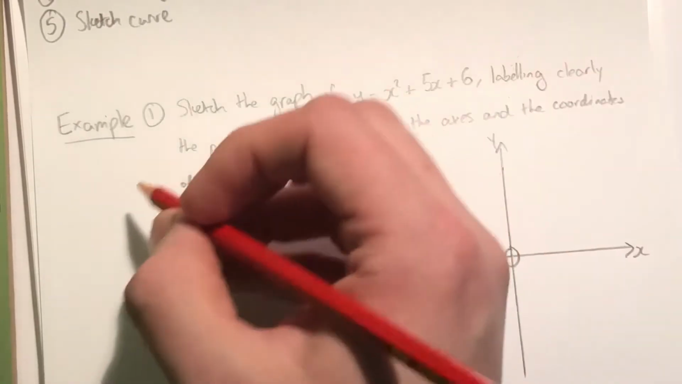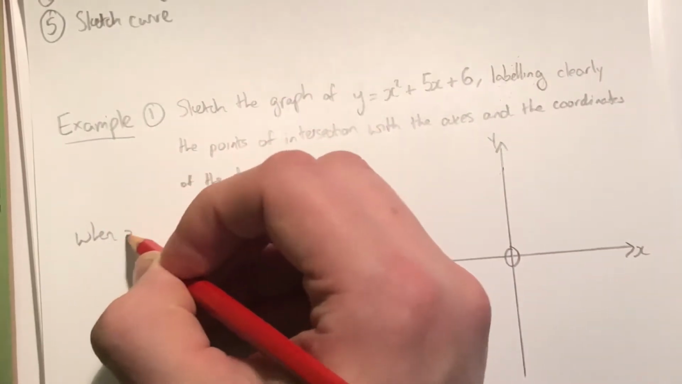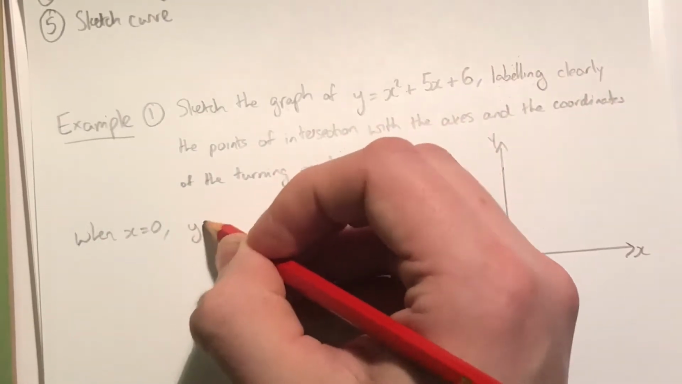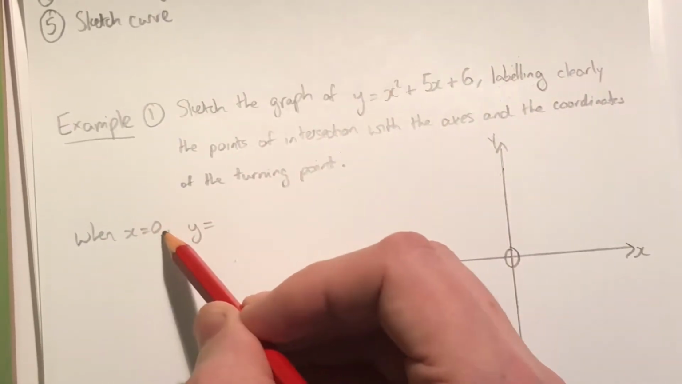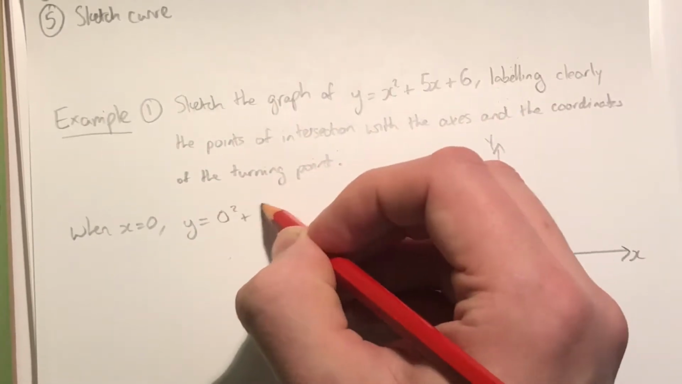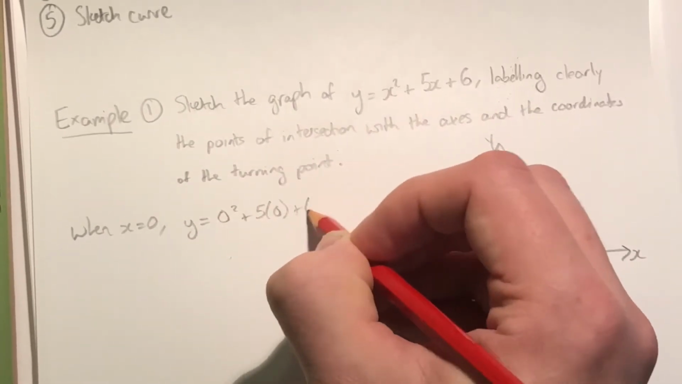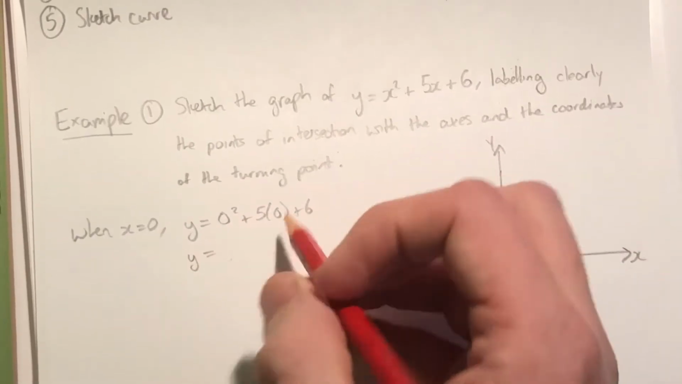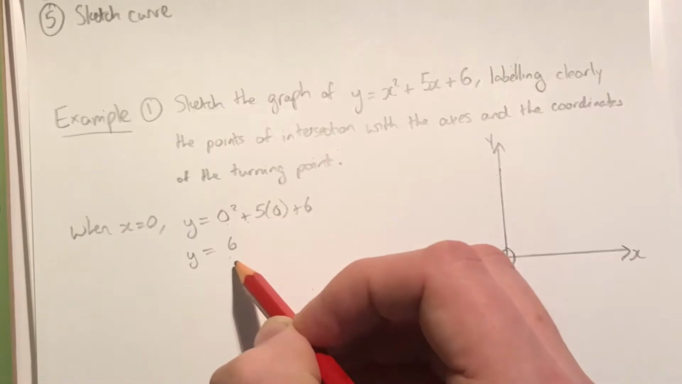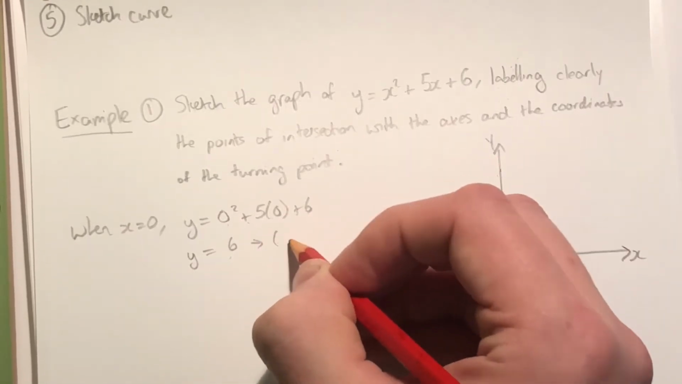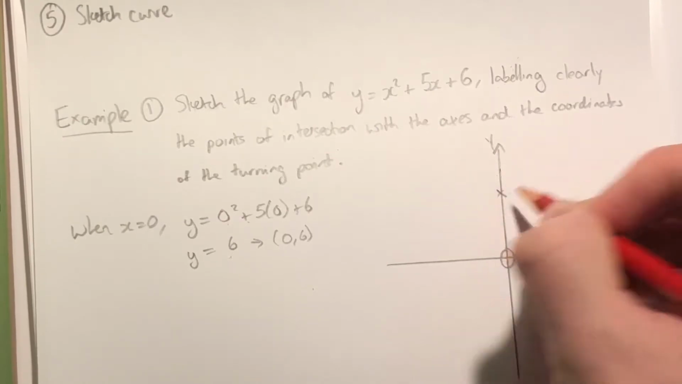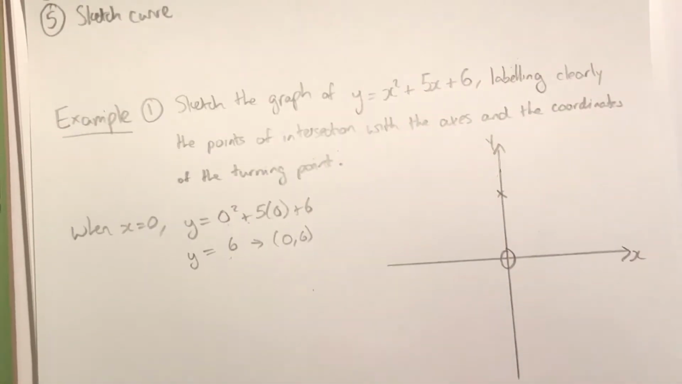So what I can do is say, when x equals 0, that means that y equals, every time I see an x, I'm going to replace it with a 0 in this formula here. 0 squared plus 5 times 0 plus 6. y equals 0 plus 0 plus 6, which is 6. So we've got the y-intercept at (0, 6). Let's just say that's there. Done. That's the first step done.